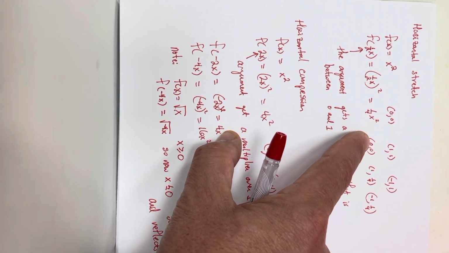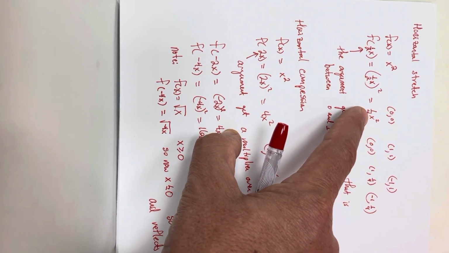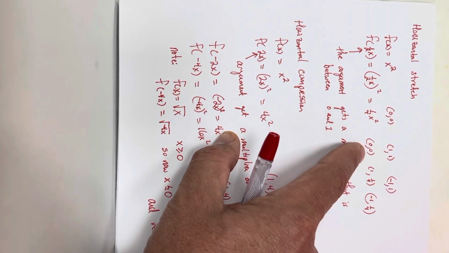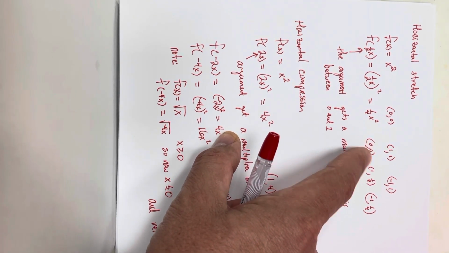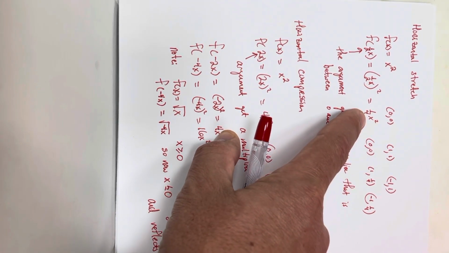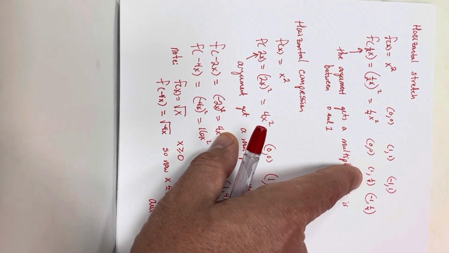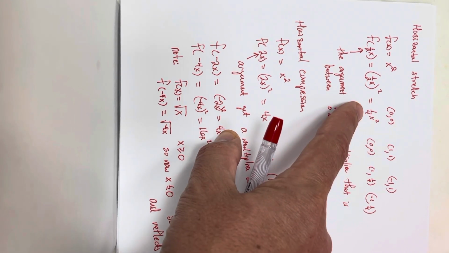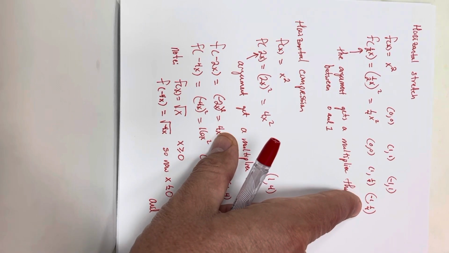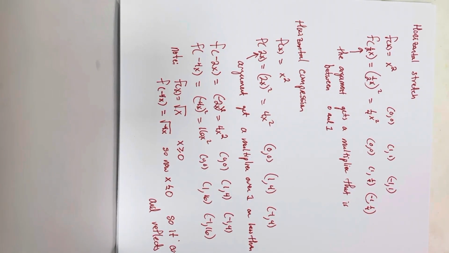So if we take 0 and plug it in, we've got 0 squared, and 0 times a quarter is still just 0. Take the 1, plug it in, and you're going to get 1/4 out. Take negative 1, plug it in, and you're also going to get 1/4 out. And so what ends up happening is the height of the graph.